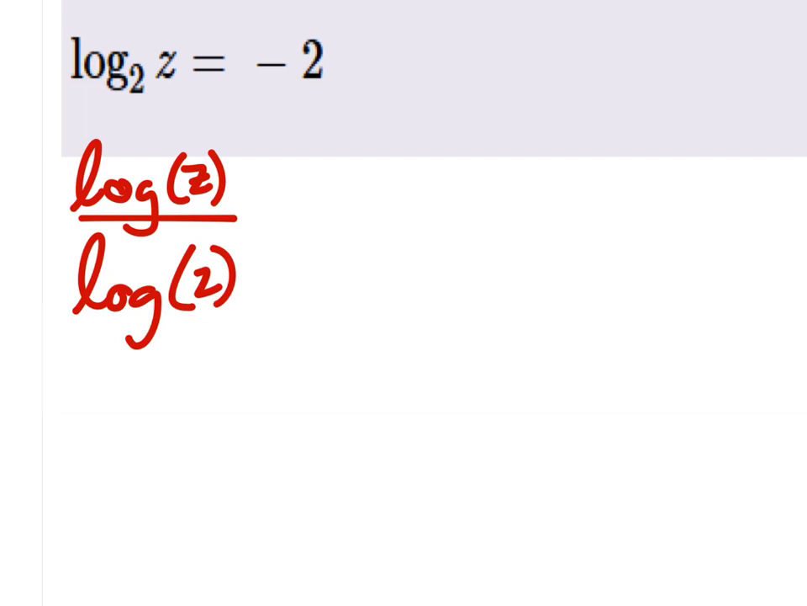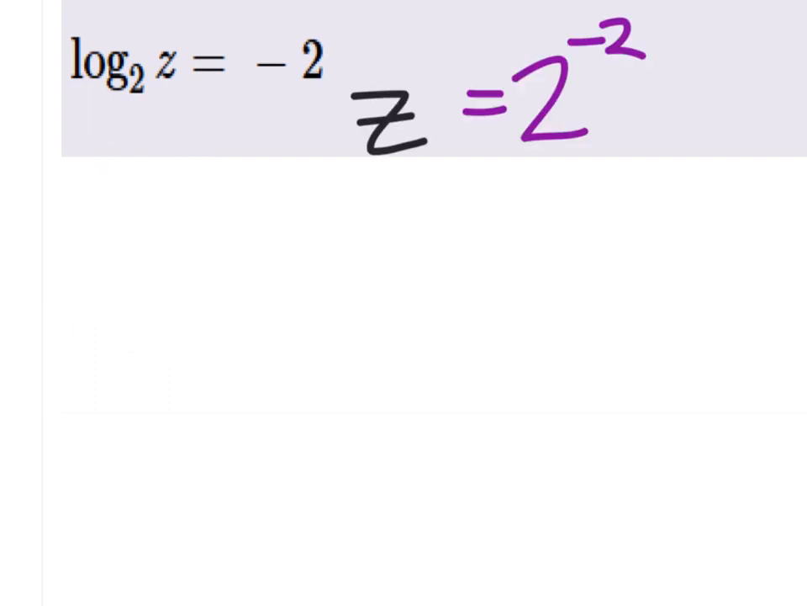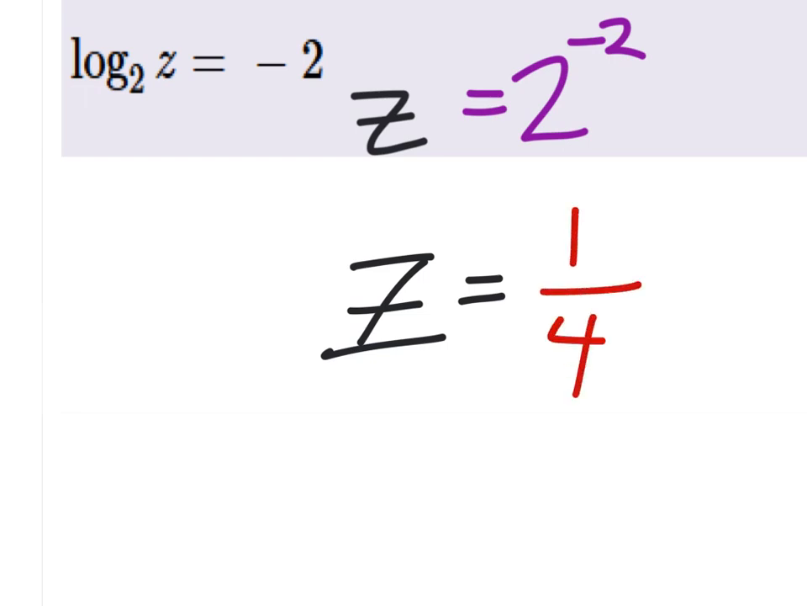But that's not really going to help us, because we don't know what z is to equal negative 2. So what the heck does this mean? So yeah, this is what we would have in exponential form. And 2 to the power of negative 2 is? 1/4. Thank you. 1/4.